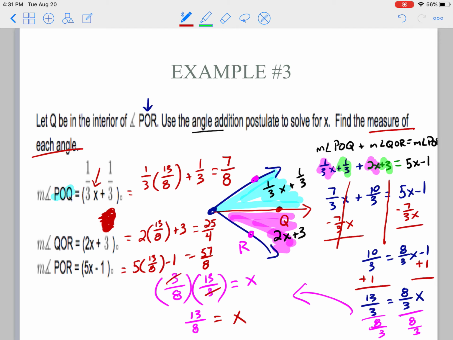And so if I were to do the math to check to see if I was correct, I could say 7/8. So I have 7/8 and I add that to 25/4. My answer is 57/8. And all I'm doing is taking this value and adding it to this value, and if my math is correct, then I should get 57/8. I do, my math is correct. So what I demonstrated was the angle addition postulate.